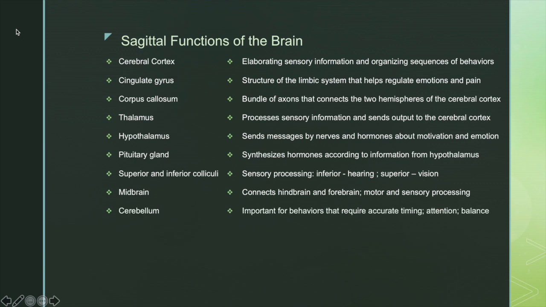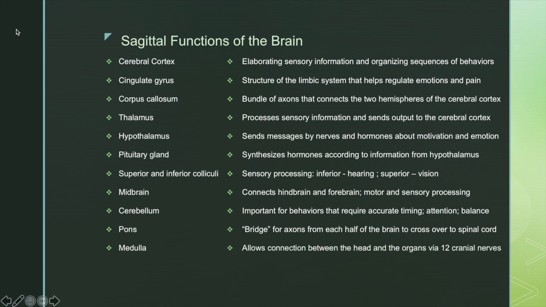The cerebellum is important for behaviors that require accurate timing, attention, and balance. Pons is a Latin word for bridge, a place where axons from each half of the brain can cross over to the spinal cord. There are two hemispheres of the brain. The pons is where those axons cross over and connect to the spinal cord, which then sends those messages to the opposite parts of the body.